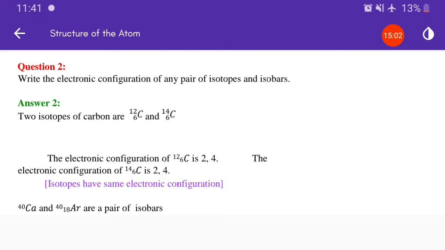Next question. Write the electronic configuration of any pair of isotopes or isobars. Very crucial and important question. Two isotopes of carbon are C-12 and C-14. So therefore the electron configuration of C-12 is 2, 4 and the electron configuration of C-14 is 2, 4. Isotopes have the same electronic configuration, so that also we have to keep in our mind.